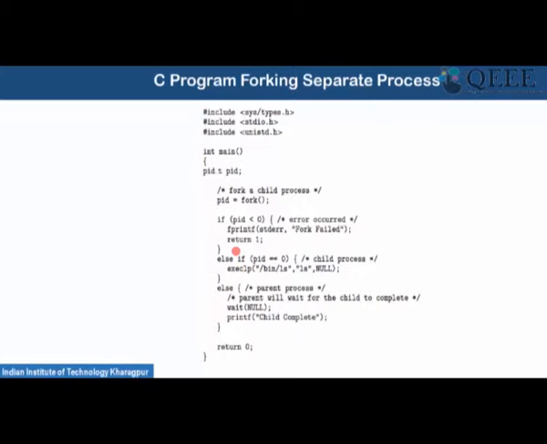And if the value is greater than 0, that means you are inside the parent process. So what we are doing here is making a wait statement with a parameter null. That means the parent will wait until the child execution gets completed. Once the child execution gets completed, the parent will come out from this wait system call, and then it will make a printf statement that the child is completed.